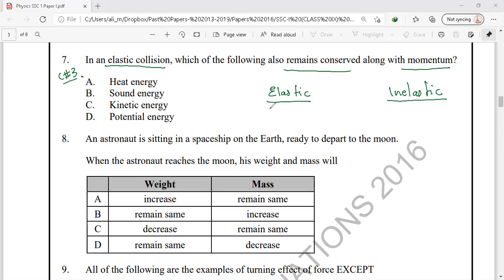In elastic collision, kinetic energy of the bodies, or kinetic energy of the whole system, and the total momentum of that system remain conserved. While in inelastic collision, only momentum remains conserved while kinetic energy is not conserved. So in this question, we are asked which quantity is conserved along with the momentum in elastic collision. So the correct answer for this question is option C.